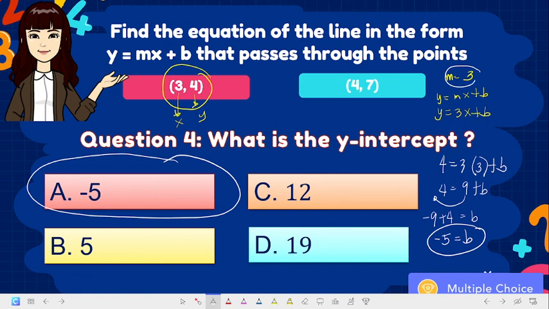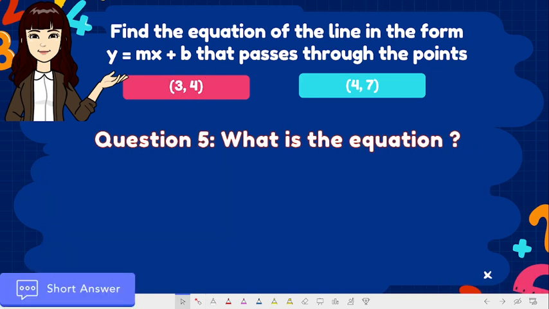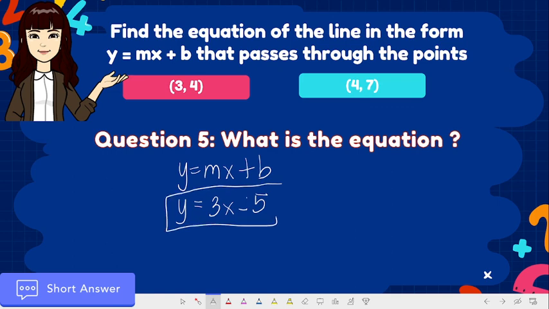Okay, so remember, we now have the slope and the y-intercept. For last question, number 5, what is now the equation? So let's substitute. So y is equal to mx plus b. Our slope is 3 and our y-intercept is negative 5. So this is now the final answer. And that's how you find the equation of the line in the form y is equal to mx plus b given the 2 points.